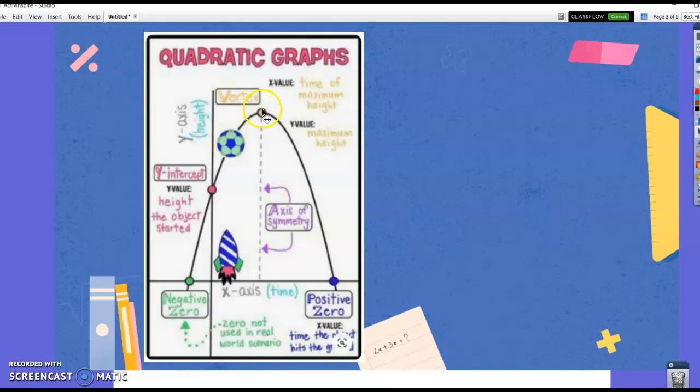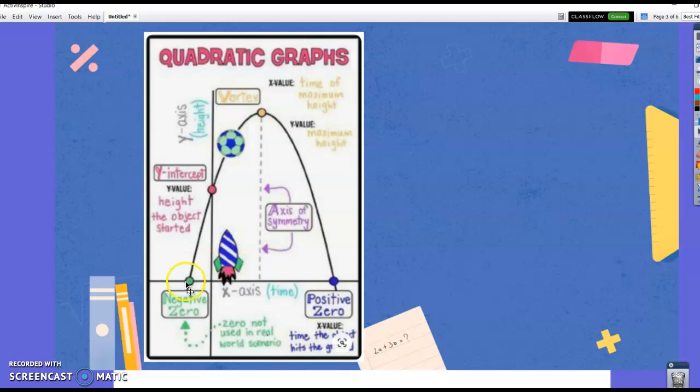You have the vertex, which this week is always a maximum value because we're talking about projectile motion, which is like balls flying through the air or rocket ships. You'll have the y-intercept, which is where the ball started. A lot of times it'll start at the origin, meaning it started on the ground. But think, if you throw a ball, it doesn't start at the ground. So you will have a y-intercept value for those.